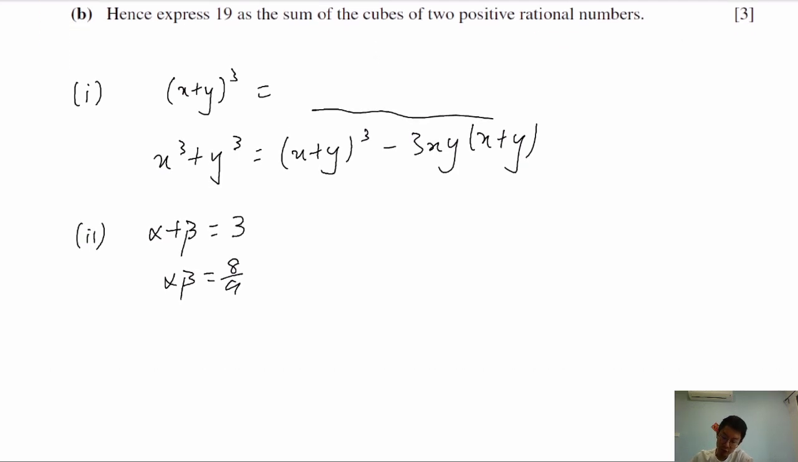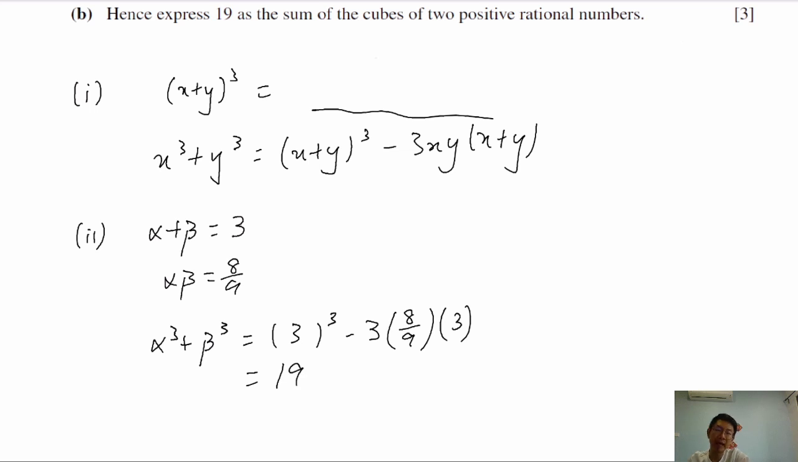So what we need to do is substitute alpha and beta as the x and y. So this is (alpha plus beta) to the power 3. Alpha plus beta is 3, so 3 cubed, minus 3xy. xy is just our alpha beta, 8 over 9. And this is again alpha plus beta, so it's 3. So we will actually get 19 from that.